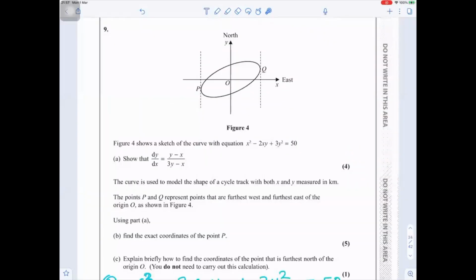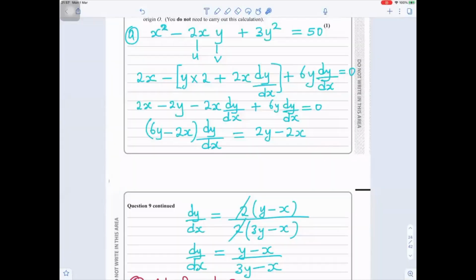Question number 9. Figure 4 shows a sketch of the curve with equation. Show that dy over dx is equal to y minus x over 3y minus x. When we differentiate x squared, we get 2x. Power to the front and minus 1 from the power, so it's 2x.